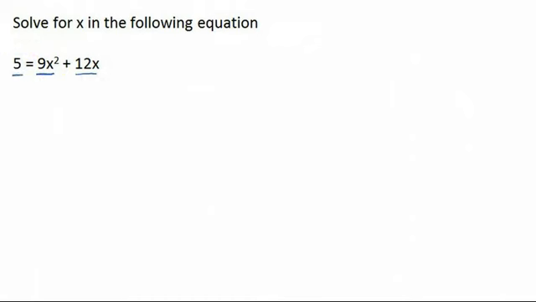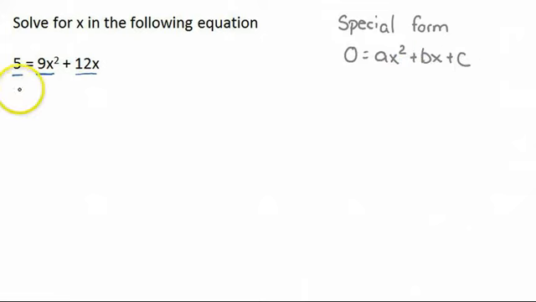So what I want to do is to rearrange this and get it in my special form. And this special form allows me to choose the best technique to solve for x. And that special form is 0 equals ax squared plus bx plus c. So let's do that. So 0 equals 9x squared plus 12x minus 5.